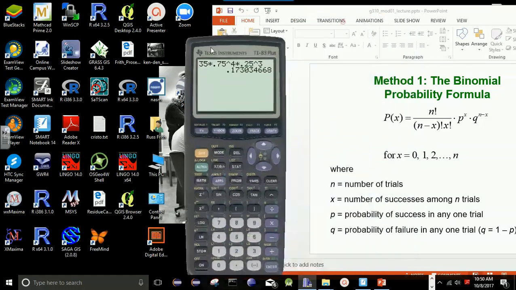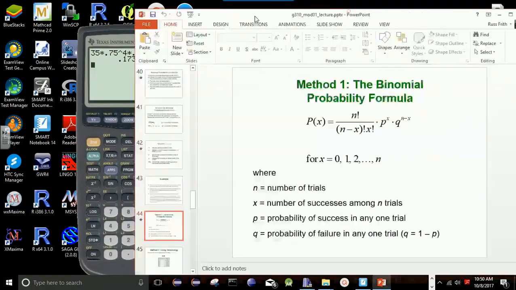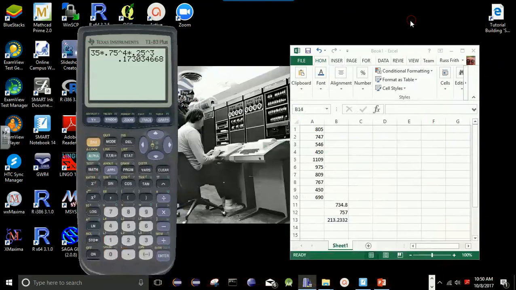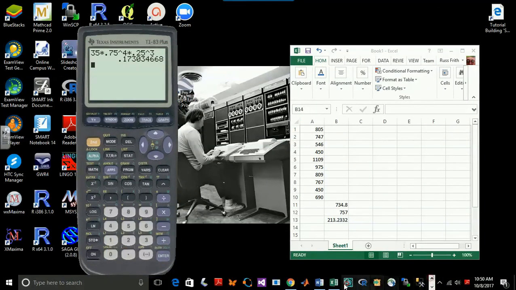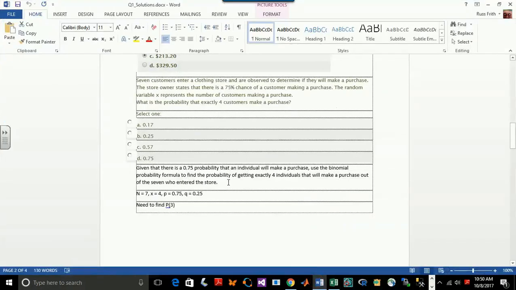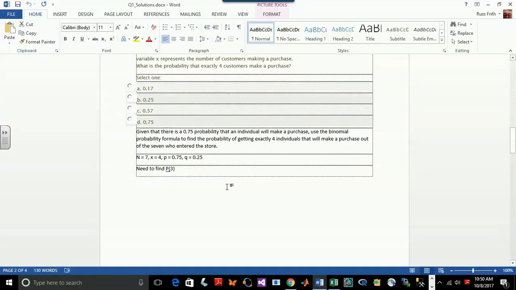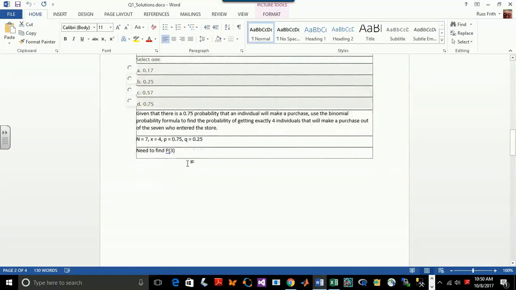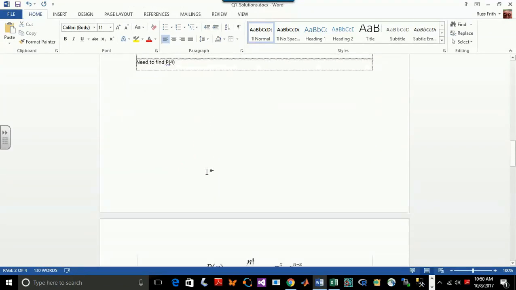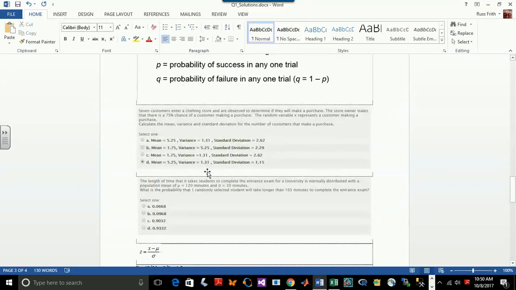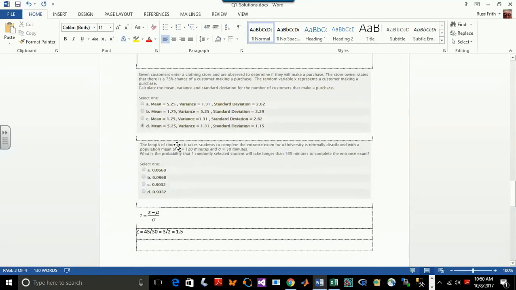All right, so what's the next question? Let's see what that is. Pull up my Word document. Actually, that should be, we need to find P of 4. Okay, so we want to find the mean, variance, and standard deviation for this particular binomial distribution.